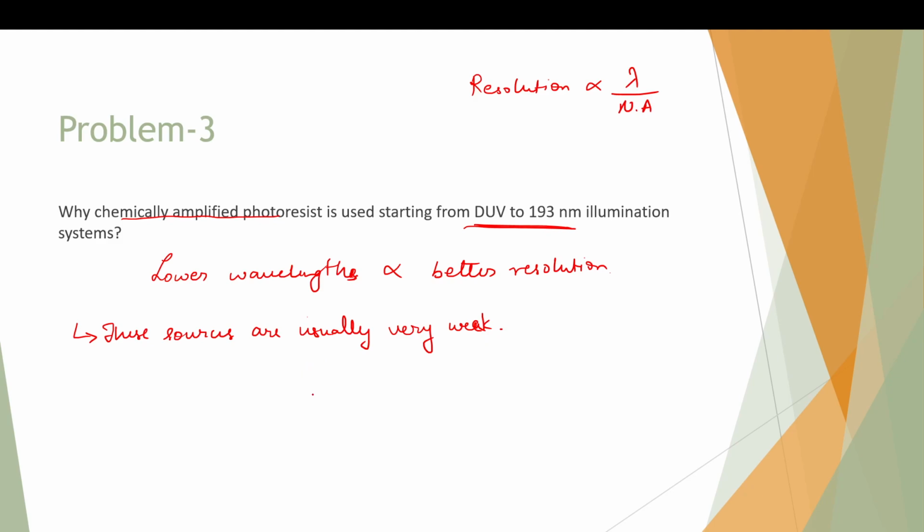Okay. So since they are so weak, that means that we have to improve the quality of the photoresist and make it very efficient. That's why they use chemically amplified photoresist. So chemically amplified photoresists are usually more efficient.